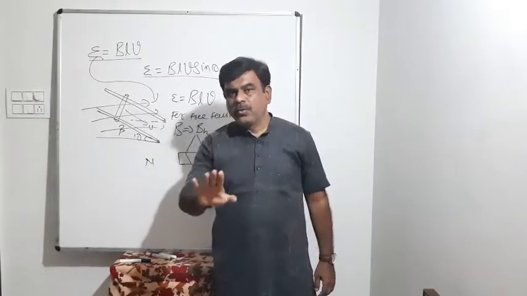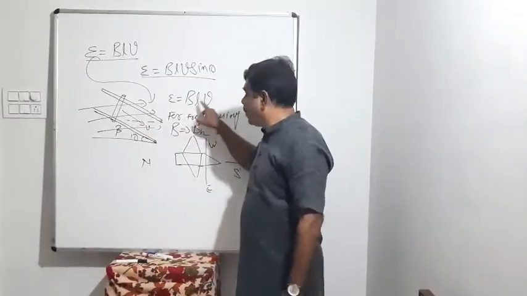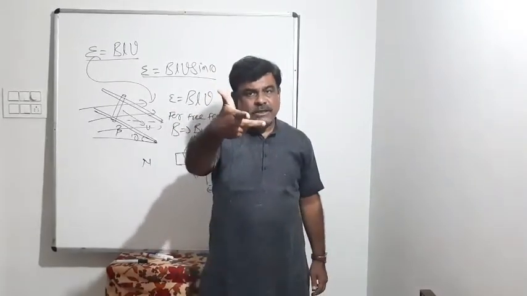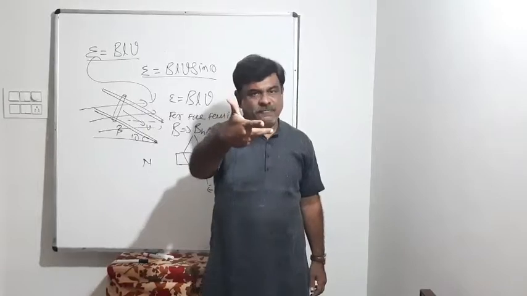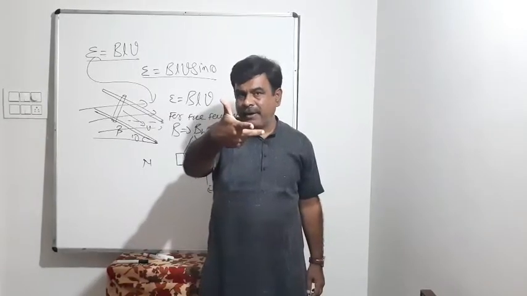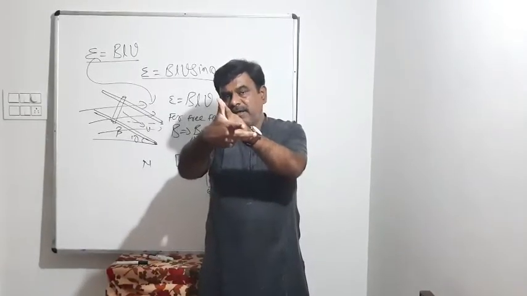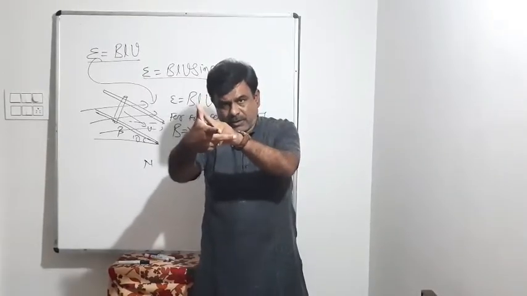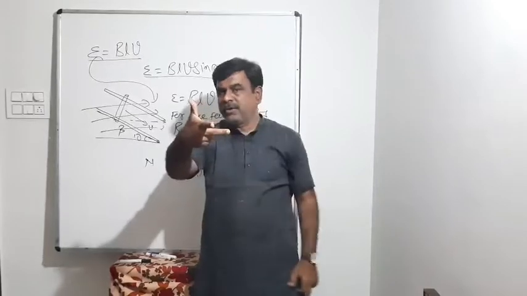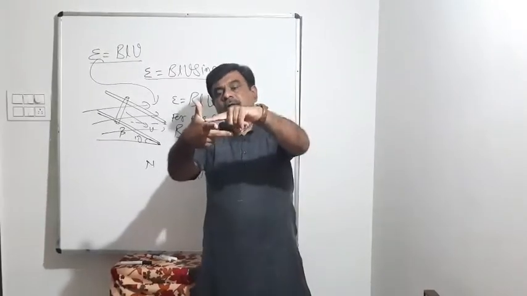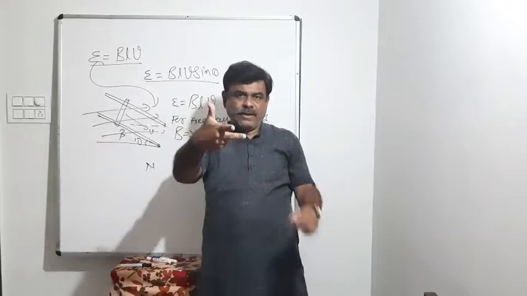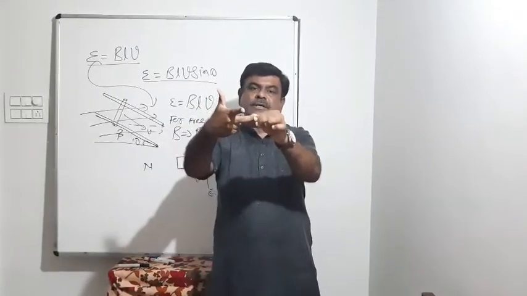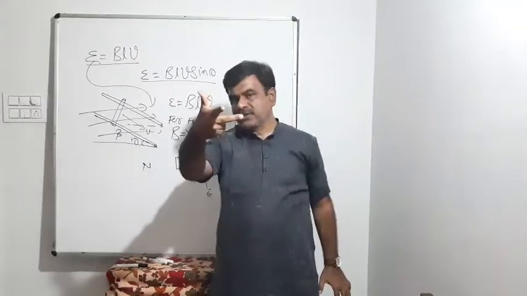Fleming's right hand rule. When B, L and V are all mutually perpendicular, stretch the thumb, index finger and middle finger mutually perpendicular. Out of that, the thumb gives the direction of motion of the rod. This gives the magnetic field, and this represents the direction of induced EMF or induced current.